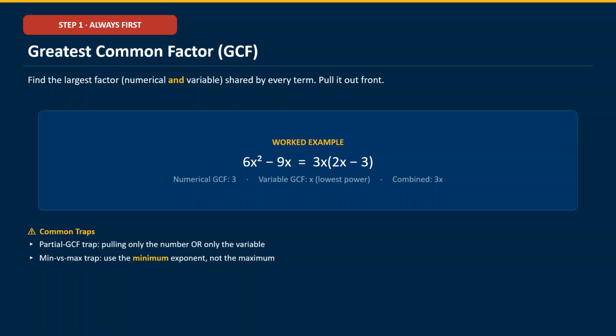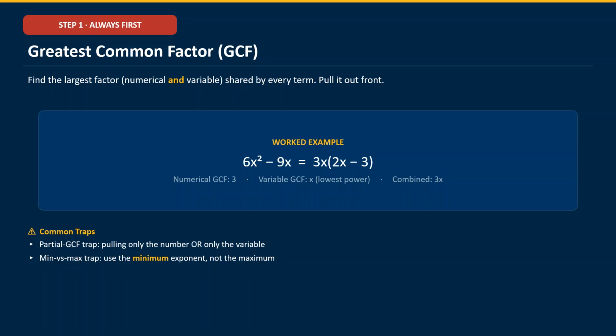For 6x squared minus 9x, the numerical greatest common factor of 6 and 9 is 3. The variable greatest common factor is x, because x is the lowest power of x present across the 2 terms. One term has x squared, the other has x to the first, so the minimum is x. The combined greatest common factor is 3x. Pull it out. 6x squared minus 9x equals 3x times the quantity 2x minus 3.